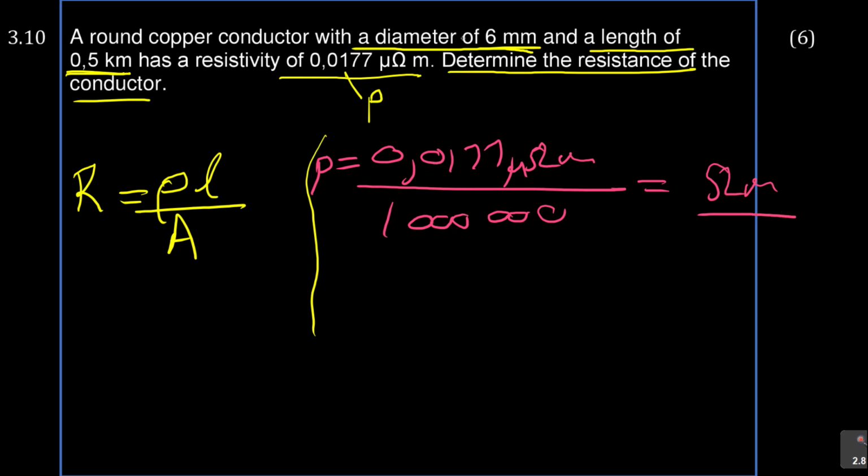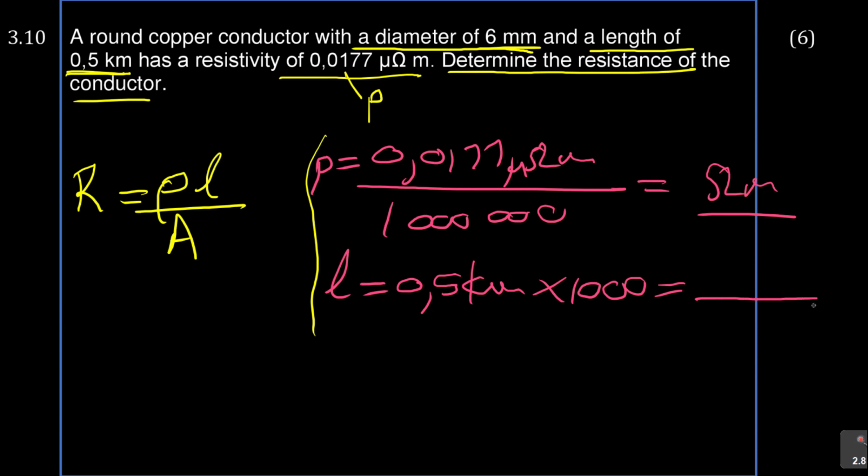Next one, look at the length. Length there again is in kilometers. 0.5 kilometers. You can see this is long. You multiply by 1,000 now. You no longer divide. Why? Because we are working with kilometers. Then it is going to give you again an answer.